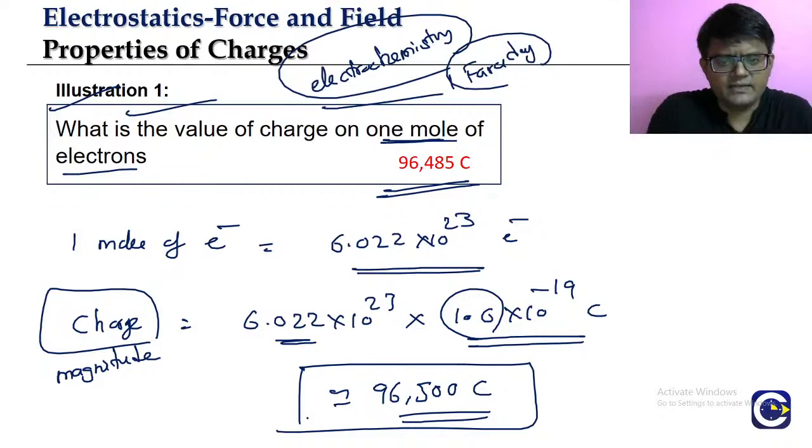It's a simple thing, right? 1 mole means what? Avogadro number of particles. So 1 mole of electrons means Avogadro number of electrons. Avogadro number is what? 6.022 into 10 power 23.